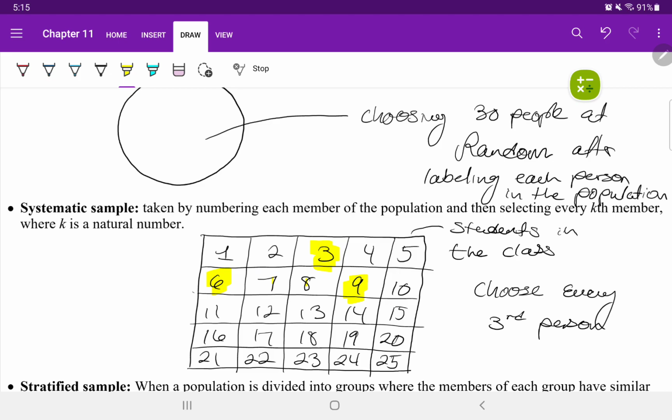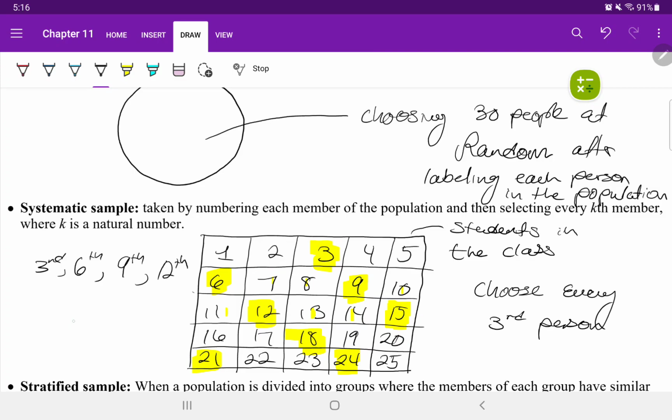So only 25 students in this class. So count by three again. 1, 2, 3. The 12th person. 1, 2, 3. The 15th. If you notice the pattern, then it'll be the 18th person. The 21st person. And the 24th person. So those people are a part of my sample.